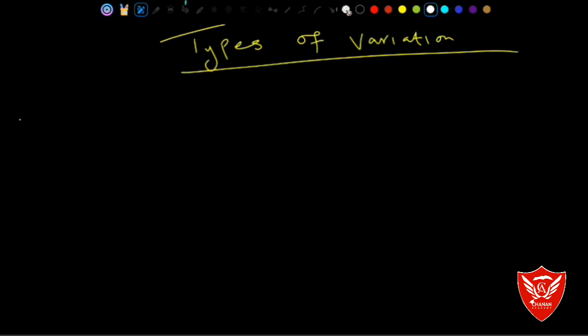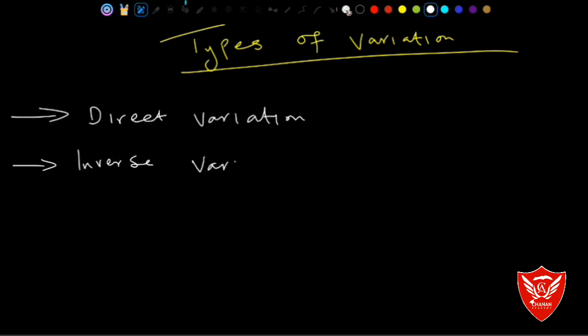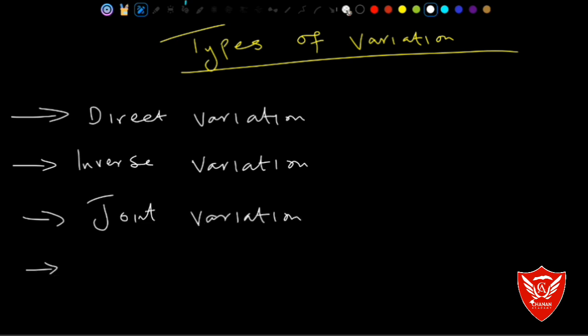Now, there are 4 major types of variation. The first type of variation is known as the direct variation. The second type of variation is called the inverse variation. The third type of variation is known as the joint variation. And the fourth type of variation is called the partial variation. These are the 4 types of variation that we have. Now, let's talk about each of them.